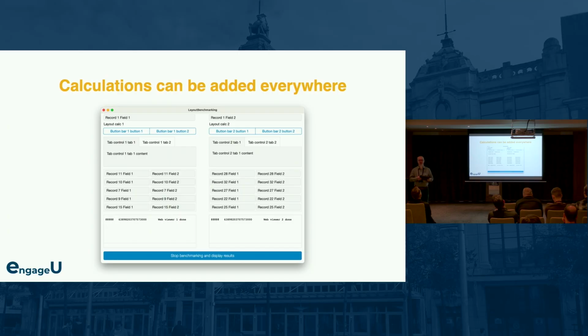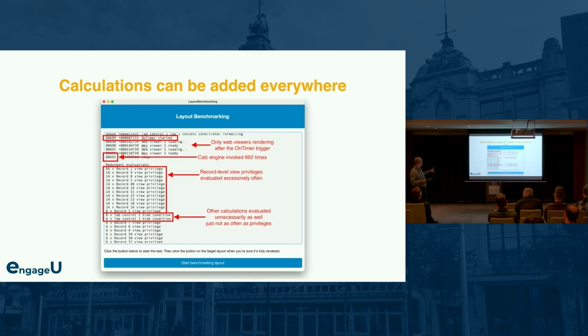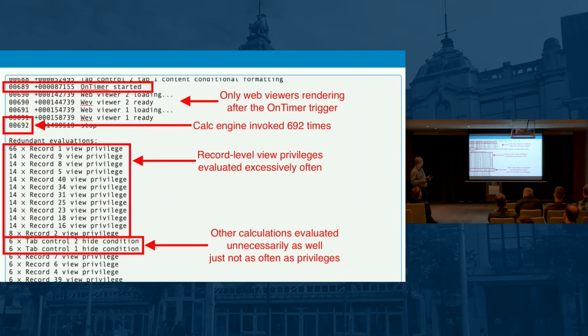And guess how many times, in this case, FileMaker triggers the calculation engine just to render this layout? Who thinks it's more than 100 times? Who thinks it's more than 500 times? It's actually 692 times.